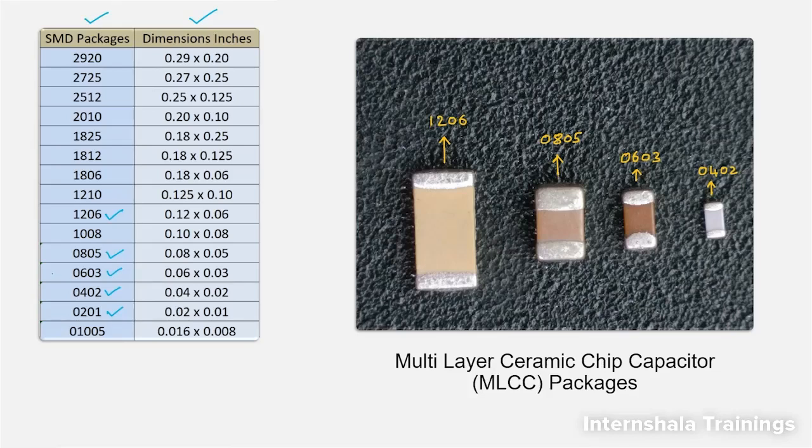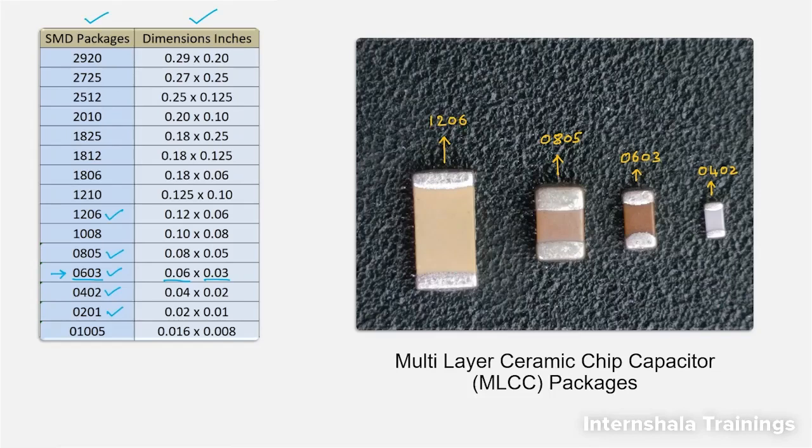And for the hardware that we are going to design in this training, all the SMD capacitors that I have used have a 0603 package. When we discussed the SMD resistors, we also discussed the dimensions. In the same way, in case of SMD capacitors, you can see here they have given the dimension. For 0603 package, the length is 0.06 inches and the width is 0.03 inches. And in this image I have given the comparison for 1206 package, 0805 package, 0603 package and 0402 package.